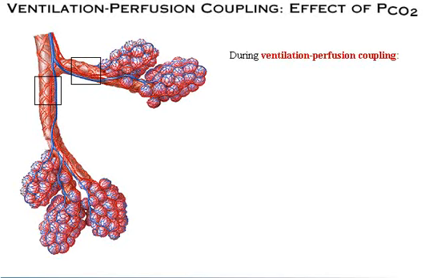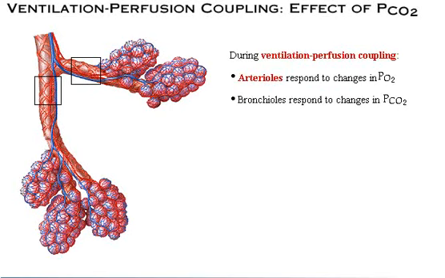We've seen that during ventilation-perfusion coupling, the arterioles respond to changes in PO2. The bronchioles, on the other hand, respond to changes in PCO2. Click either bronchiole to see the effect of changing PCO2.